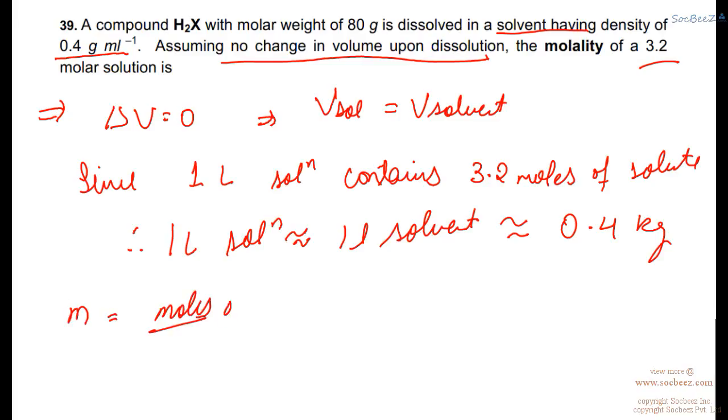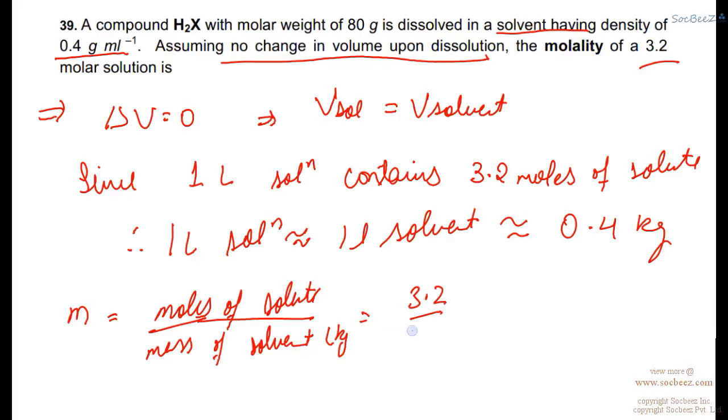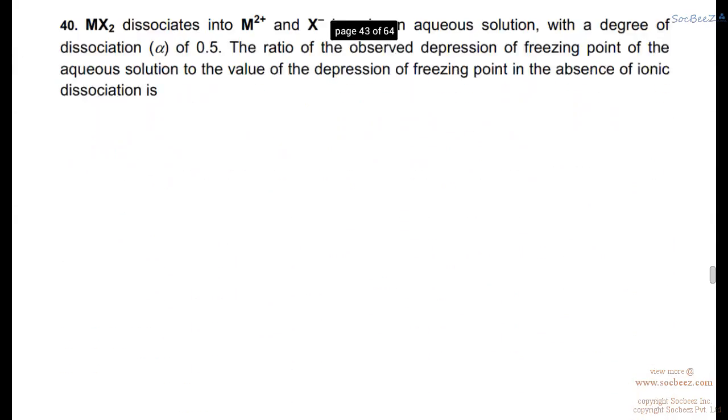So, therefore, molality should be equal to moles of solute upon mass of solvent in kilogram. Therefore, this is 3.2 upon 0.4. The correct answer is 8. So here the correct answer in this particular question is 8. Okay, so now let's move on to the last question of the question paper.